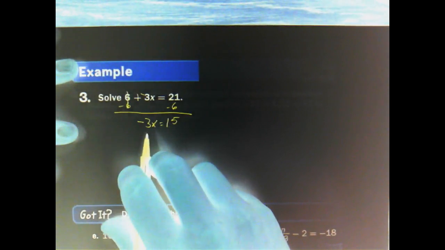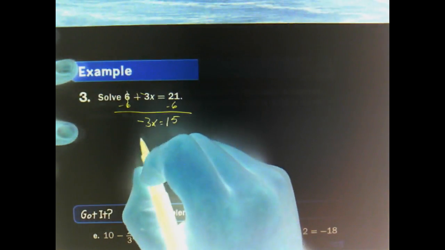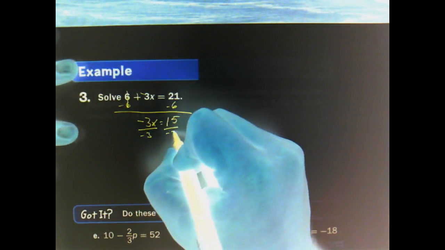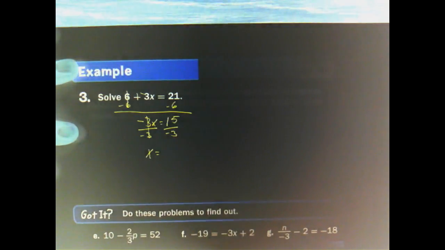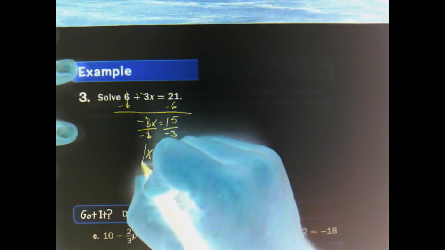Now, I can't just divide by a positive 3 here, because I don't have positive 3 times x. I have negative 3 times x. So in order to get rid of that negative 3, I need to divide by a negative 3. Those cancel. Now I have a positive divided by a negative. My answer is always negative, so this should be negative 5.